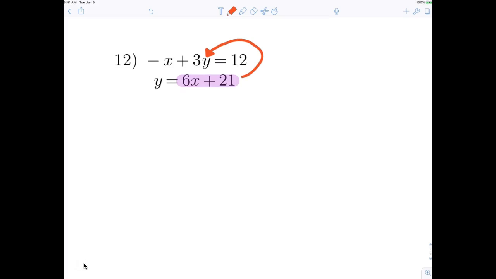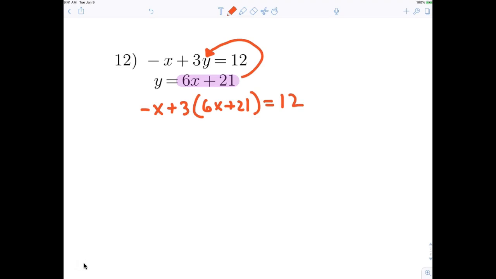Now, look how simple. Negative x plus 3, open parentheses, 6x plus 21, equals 12. Now, if you're not seeing that, you've got to raise your hand right now. I'm trying to do the problem correctly. So this is already set up as my substitution. Y is equal to 6x plus 21. Do you hear me? Since I know y is equal to 6x plus 21, that means wherever I see a y, I can replace it with what?